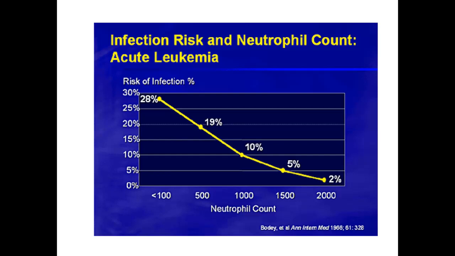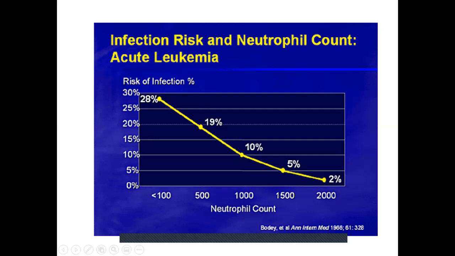In this diagram, we see that the risk of infection increases with the progression of neutropenia. The more severe the neutropenia, the more the possibility of developing a bacterial infection.